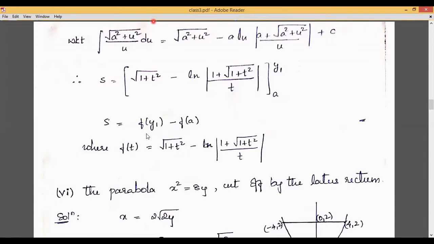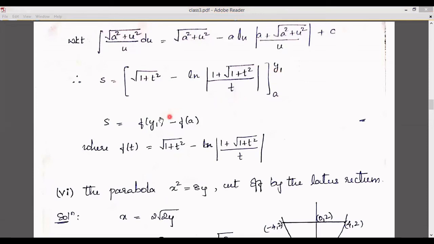No. So that is this one. We know that the integral of root of a square plus u square by u du is equal to root a square plus... So this is the formula. I've used the same formula here between the limits a and y1.